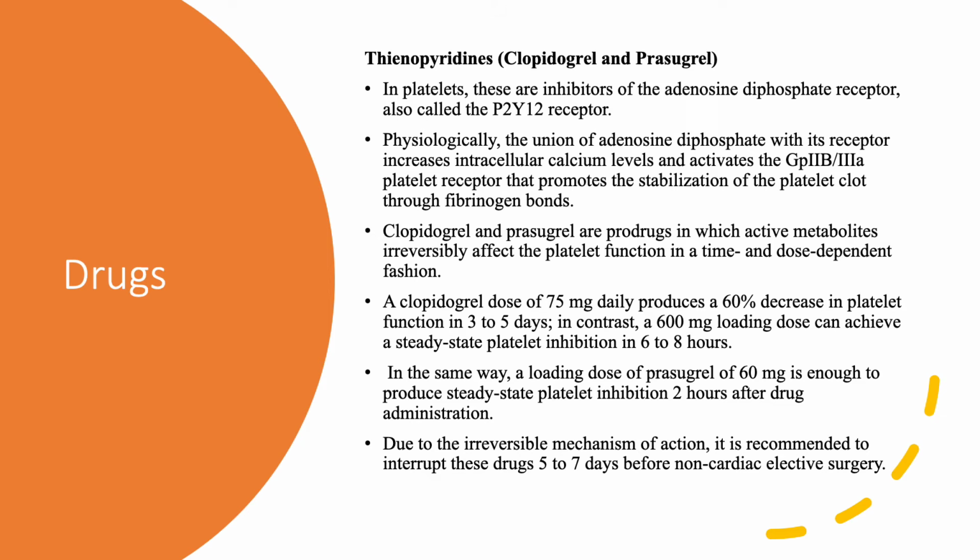Thienopyridines, the clopidogrel and prasugrel, these are the drugs which are inhibitors of adenosine diphosphate receptors, also called P2Y12 receptor inhibitors. Physiologically, the union of adenosine diphosphate with its receptor increases intracellular calcium level and activates the GP2B and 3A platelet receptor that promotes the stabilization of the platelet clot through fibrinogen bonds.